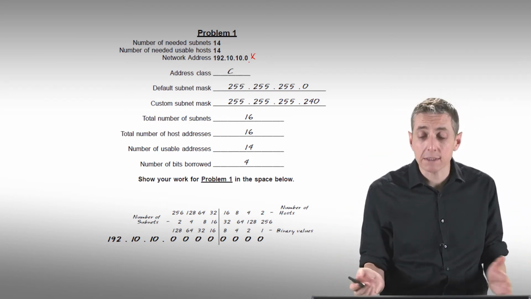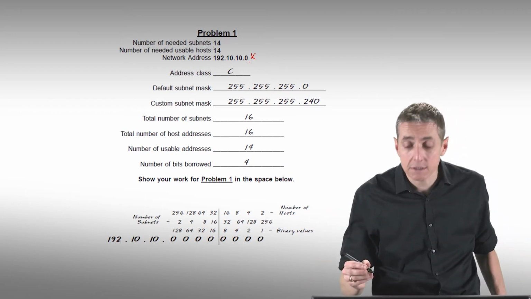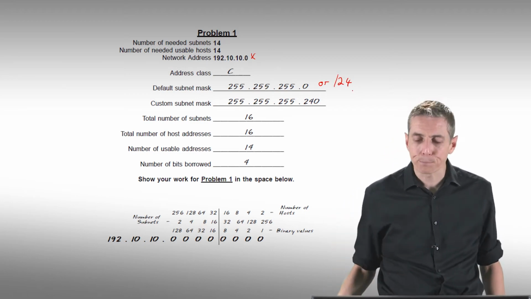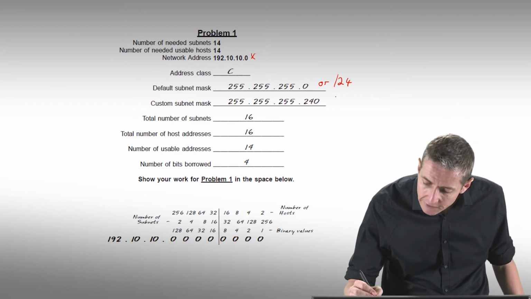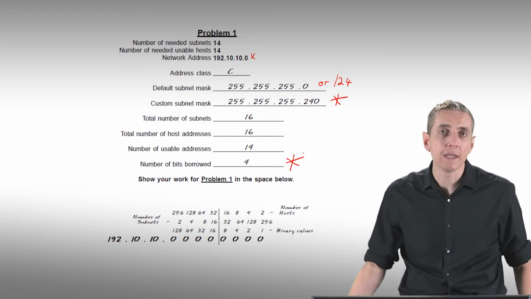What's the default subnet mask? 255.255.255.0. Or how else could I write this? It's going to be /24. I don't mind how you do it. Let's leave this, and let's leave this till the end. They're the last two that I always do at the end, okay?